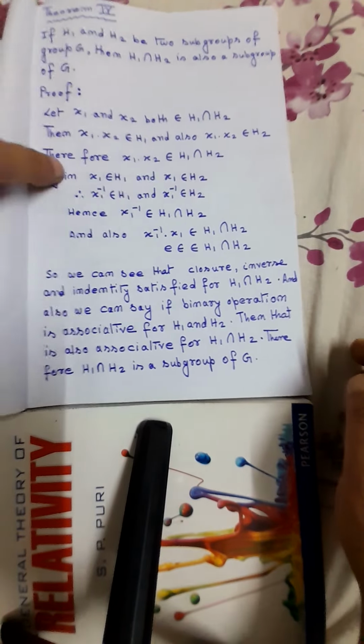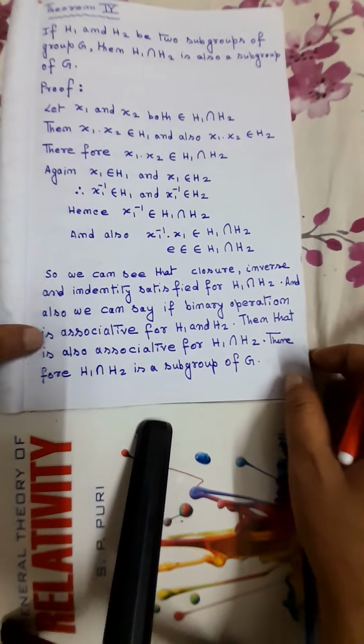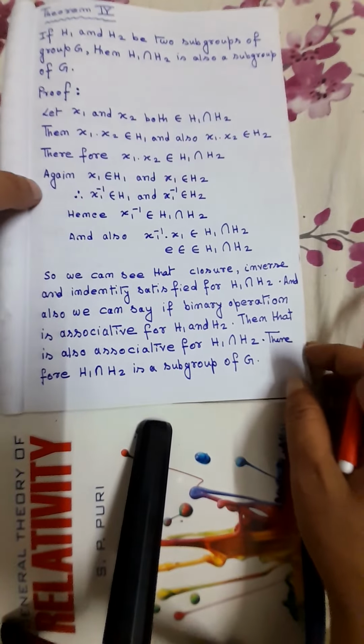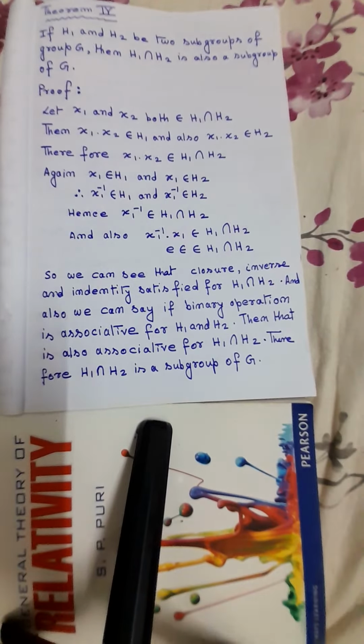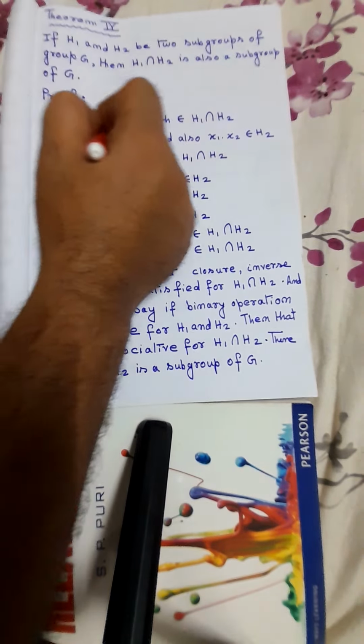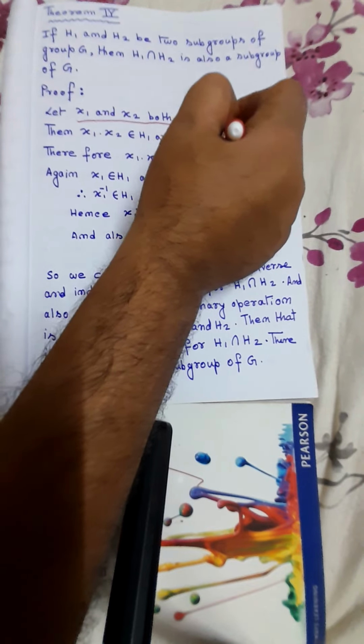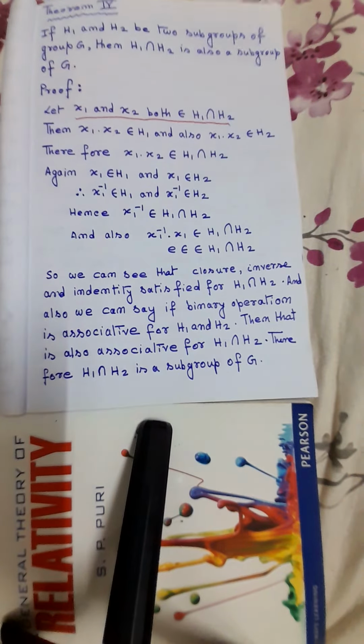Now theorem 4. If H1 and H2 are two subgroups of G, then H1 intersection H2 is also a subgroup of G. Let X1 and X2 both belong to H1 intersection H2. Then X1, X2 belong to H1. Also X1, X2 belong to H2.